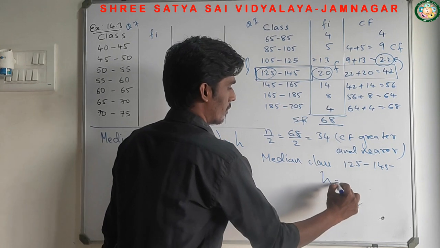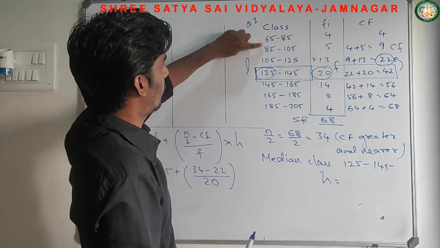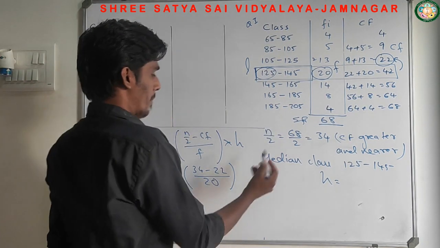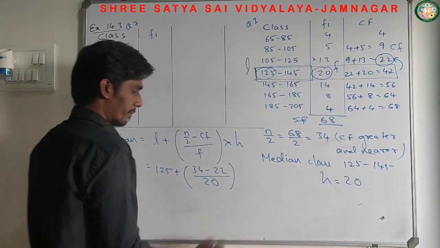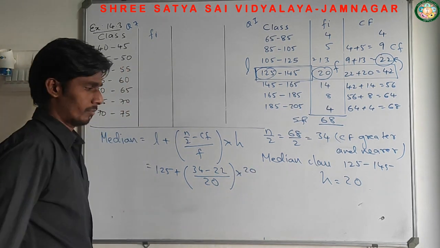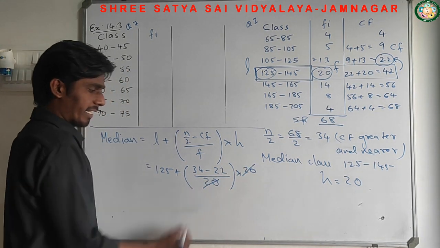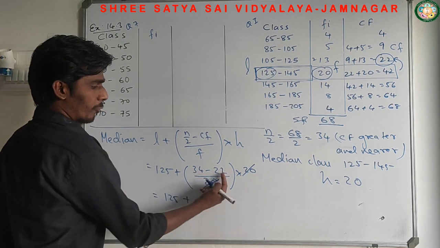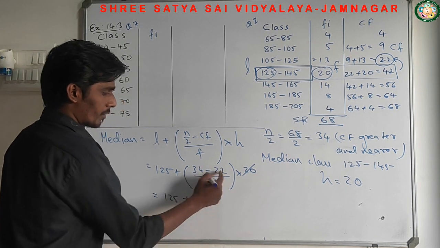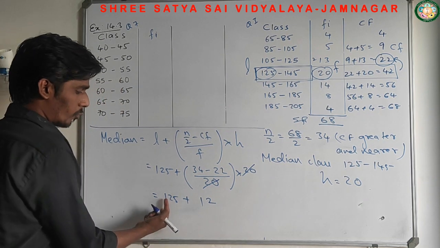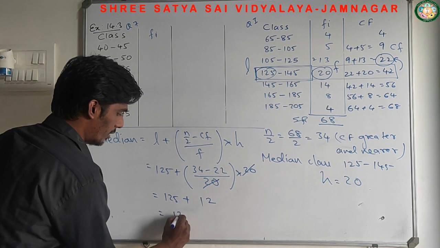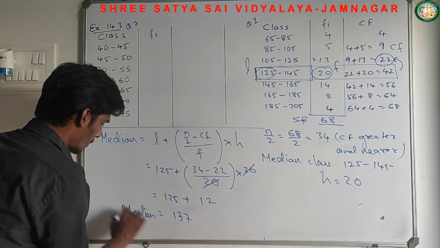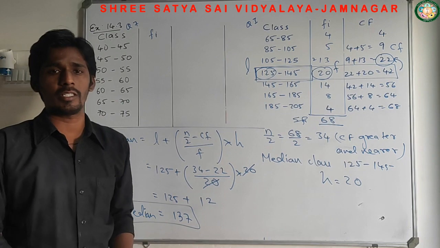Here the class height: 65, 85, 105, there is a difference of 20. So class height is 20. So this is very simple: 20 and 20 get cancelled. So you can see 125 plus 34 minus 22, which is 12. So 125 plus 12 is 137. So this is the median of the given question.